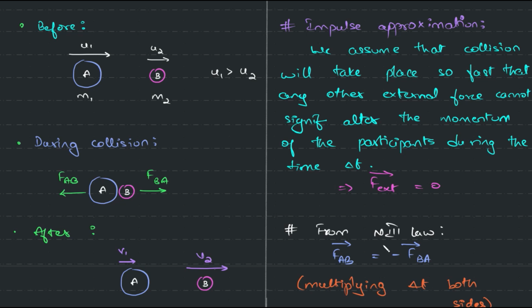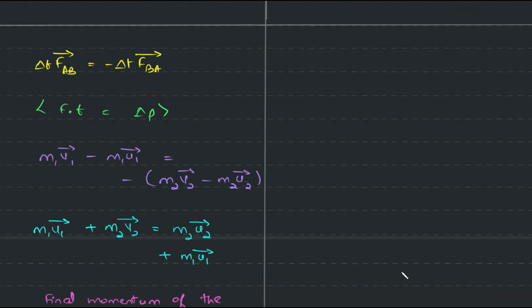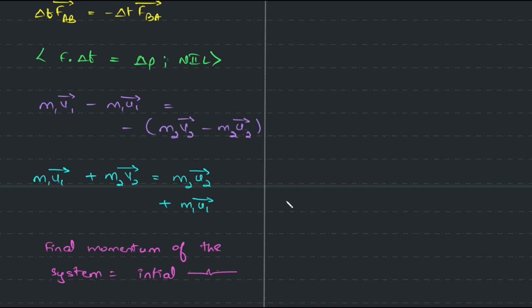And when we use this particular result or this law, obviously these two are equal but opposite in direction. And when we multiply by delta t, because that's the time of interaction, and we know that force into delta t, or force into time itself, is the same thing, it will be equal to delta p, change in momentum. This is again from your Newton's second law, and a bit of rearrangement and you have your final answer.